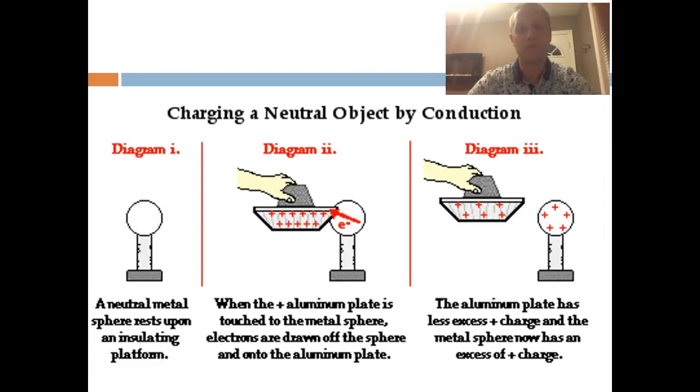So here we're charging a neutral object by conduction, but now we're bringing a positive object close to it. Here we have a neutral metal sphere. It's got the same amount of protons and electrons. We bring a positively charged object and we actually touch it. What happens is the electrons will move into that positively charged object, and then we've removed electrons from the electroscope and we're left with a positively charged object. So whenever you touch something with a negative thing, it becomes negative. Whenever you touch something with a positive thing through conduction, it becomes positive.